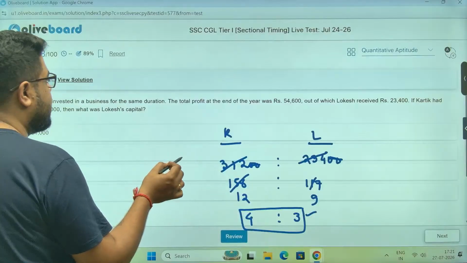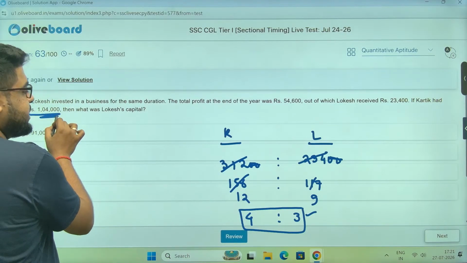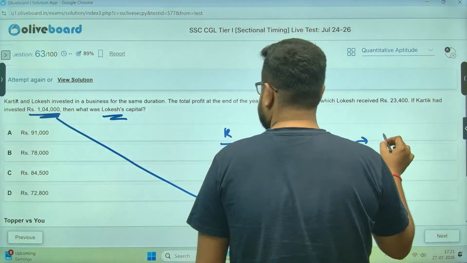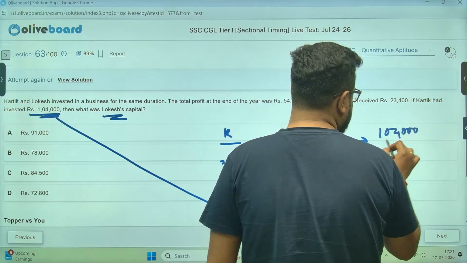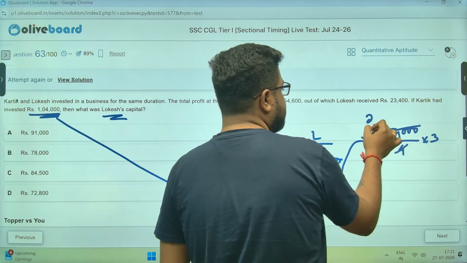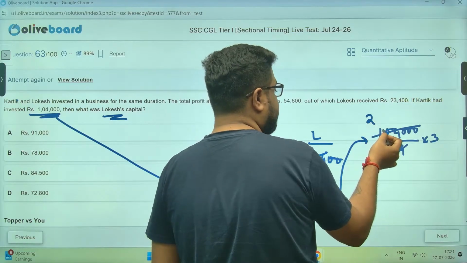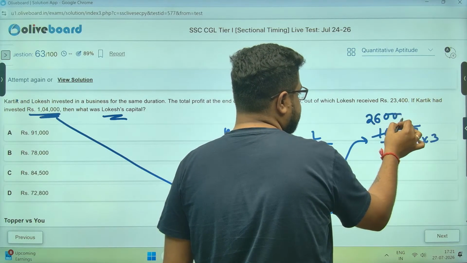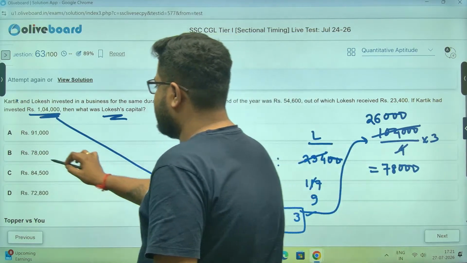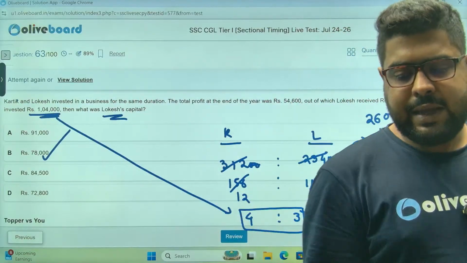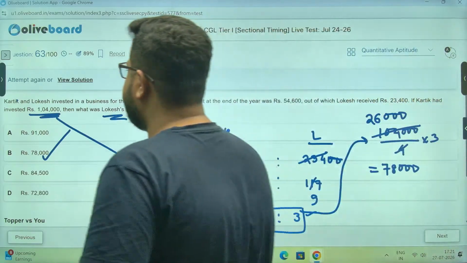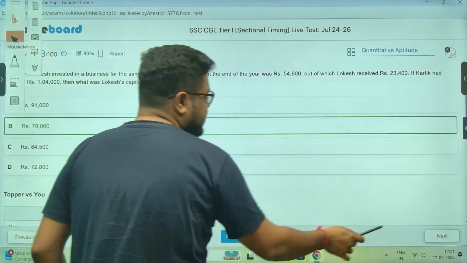So whatever investment Lokesh has done, Karthik invested this much. That is 4 parts. So Lokesh will invest 3 parts. 3 parts will be, sir, 104,000 by 4 into 3, sir. 4 2s are 8. Sorry, 426,000, sir. So this will be 78,000 as the answer. Option number B. 78,000 is most definitely your correct answer. Clear, everyone? Not difficult, just a little calculation.